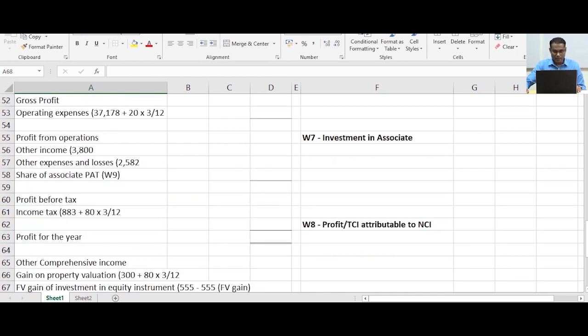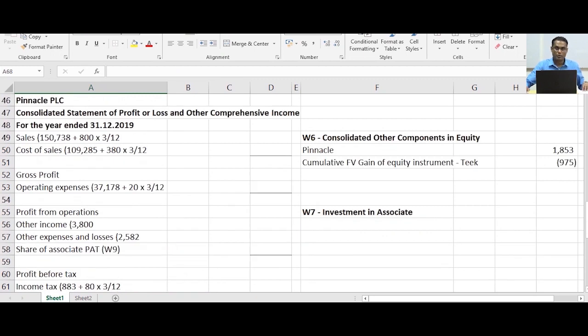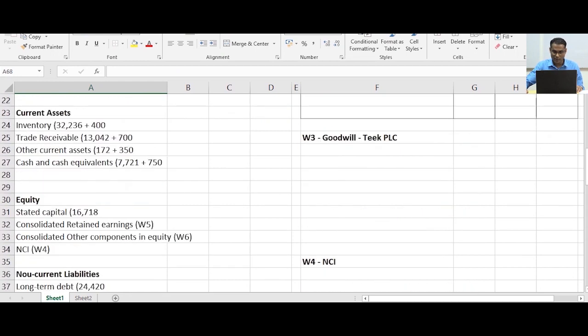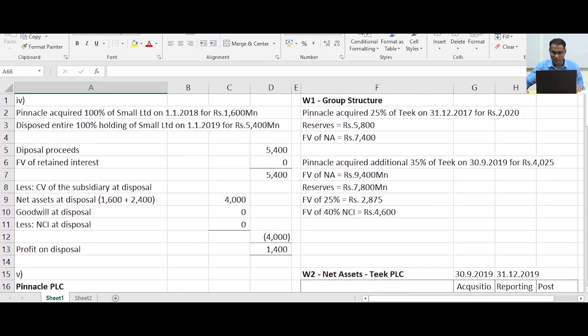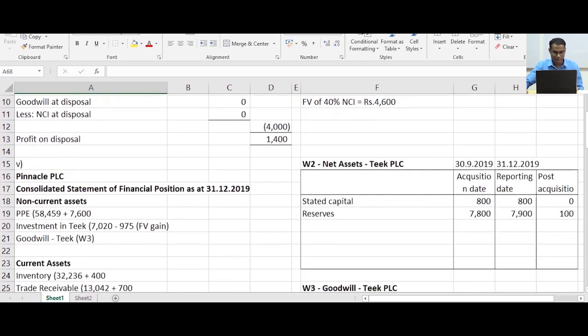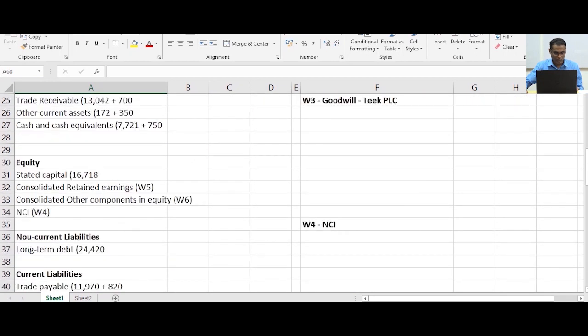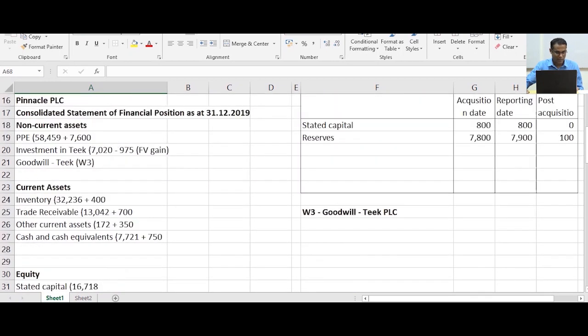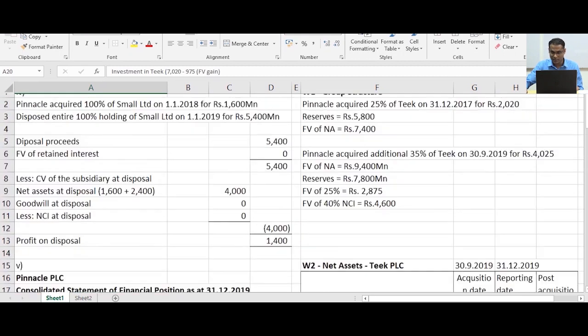After removing this fair value gain, we need to account for the investment in Teak PLC. If you look at the group structure, 25% of Teak PLC was acquired on 31st December 2017 for 2020. This investment is included in the balance sheet, investment in Teak. So the initial investment is 2020.